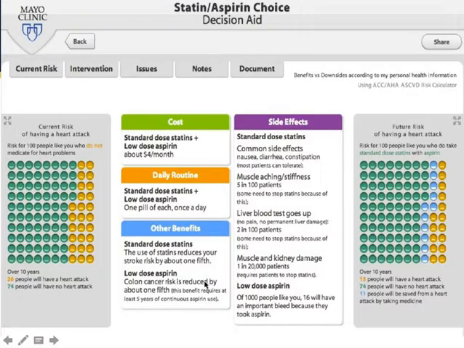In the middle here, you start talking about some of the other elements. How much is this going to cost? How does this affect my daily routine? How often do I have to take the pills? Are there other benefits or advantages to taking these medicines? What about the side effects? What are some of the common side effects that you may see? Things like muscle aches, liver damage or kidney damage. So this really helps facilitate a discussion with patients about risks and benefits. It doesn't necessarily help clarify the values, what's most important to a patient.